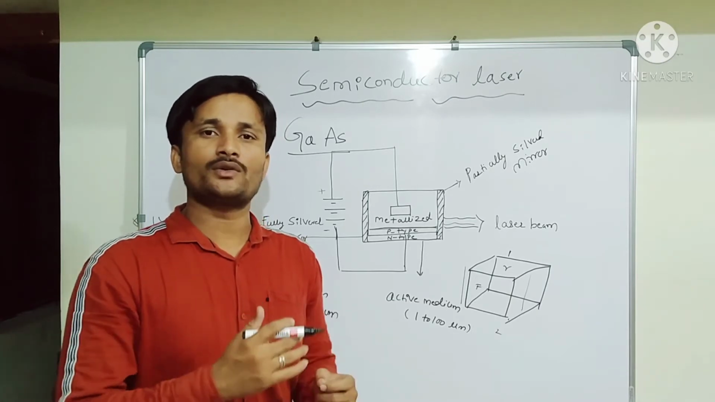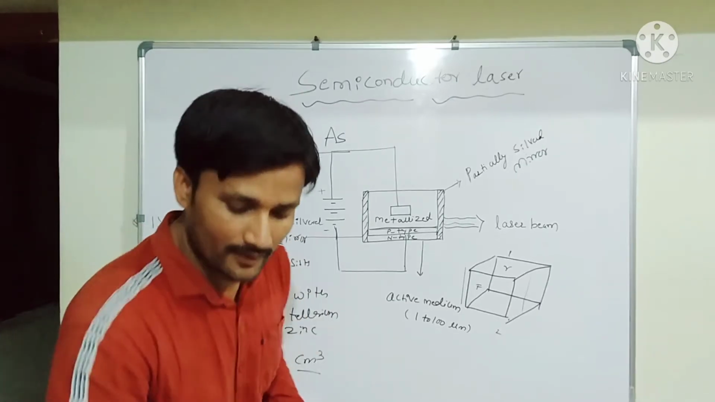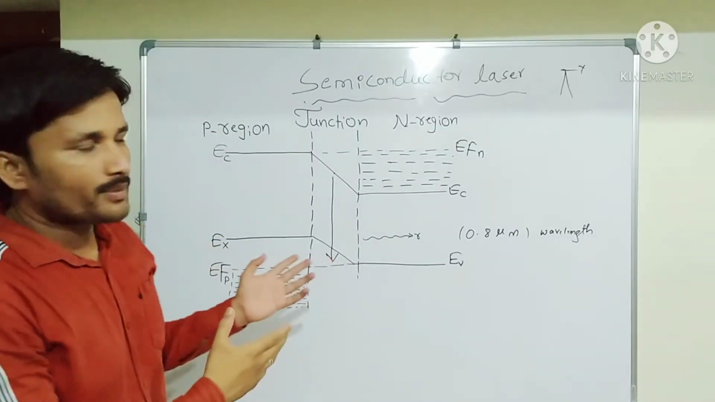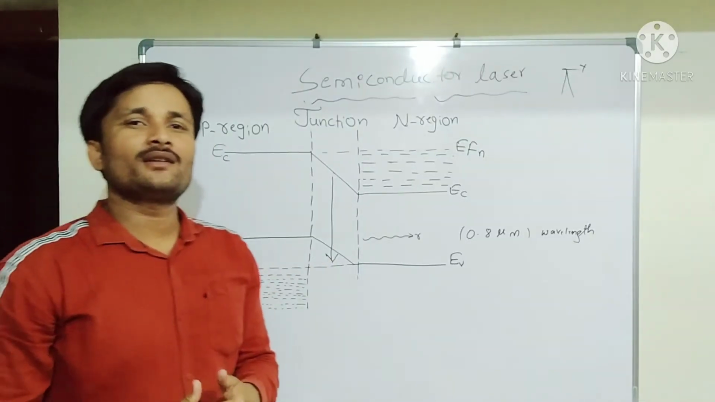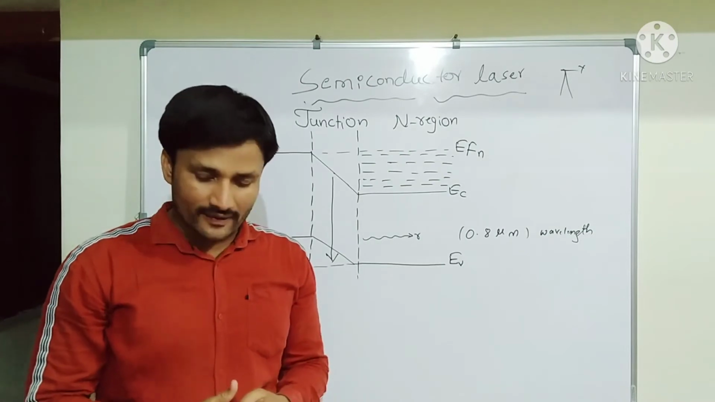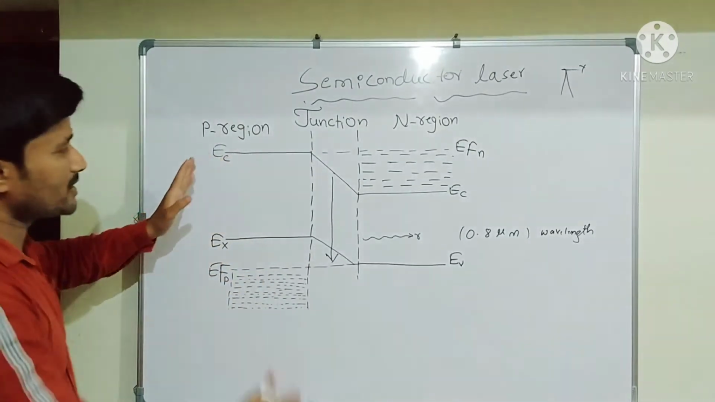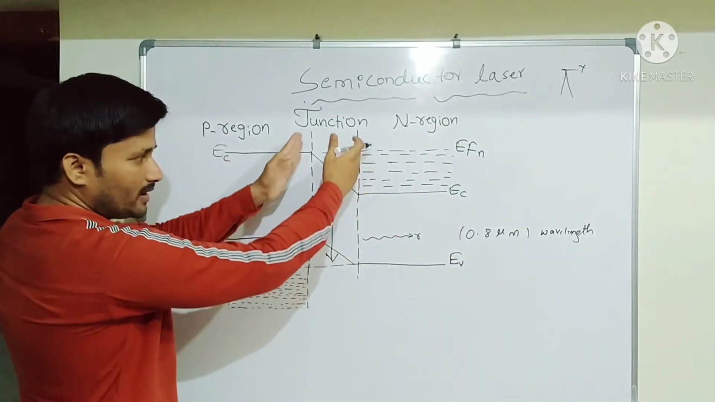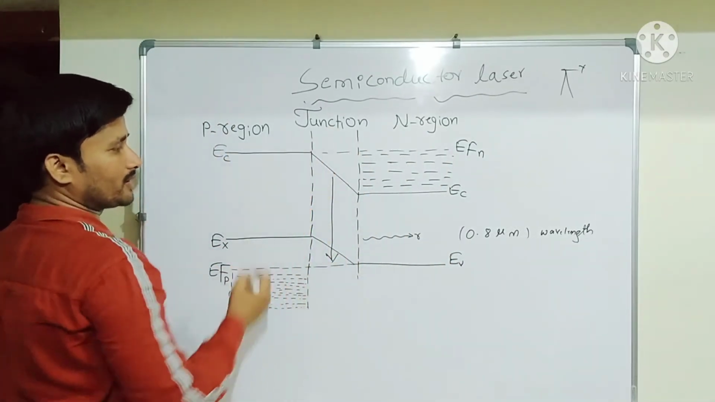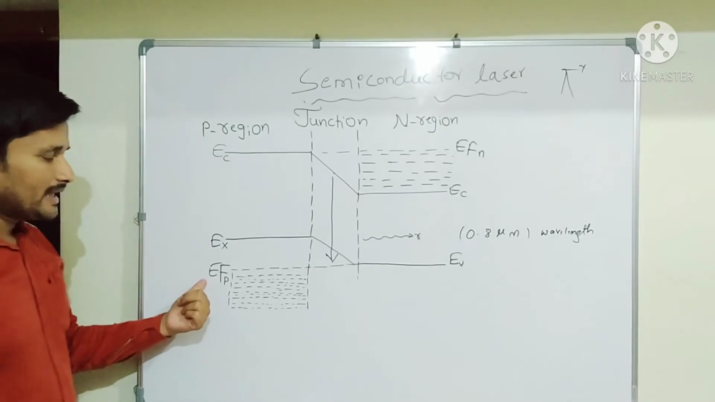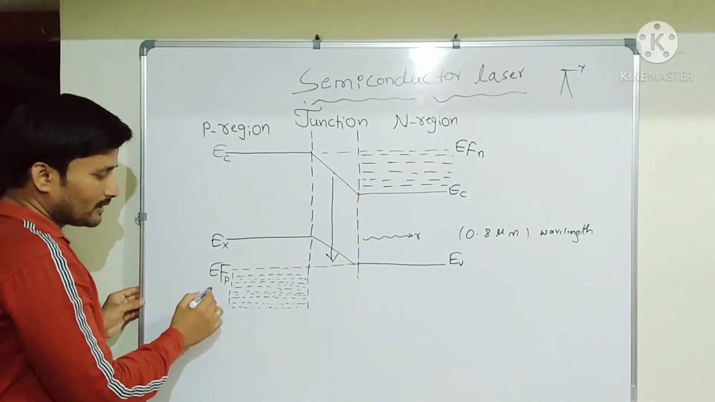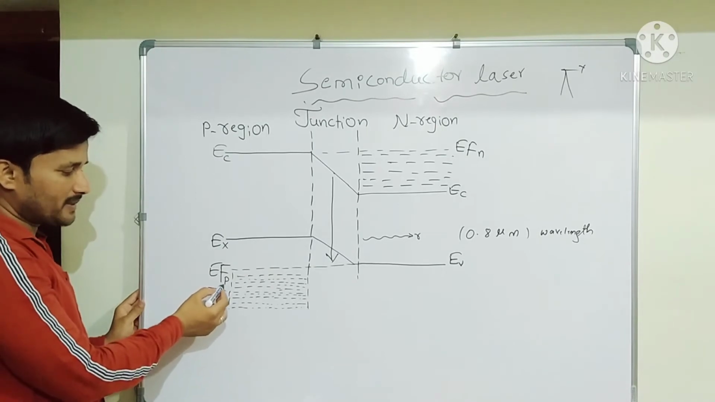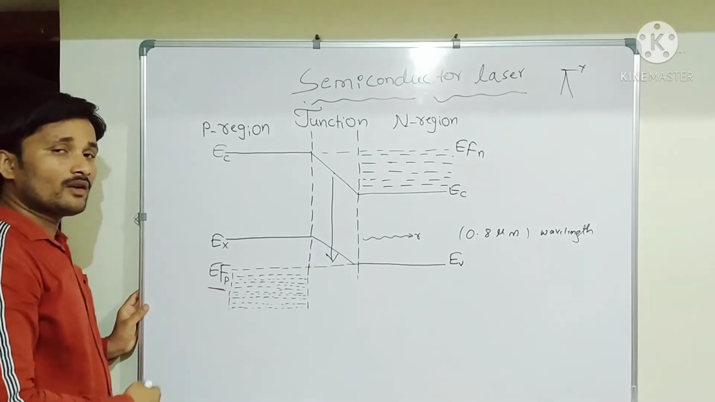Now moving on to the working principle. Here we are going to understand the working principle on the basis of the energy level diagram. Observe, this is the P region and this is the N region. In between is what we are going to call the junction. Here I have written EFP, that is the Fermi level of the P region.